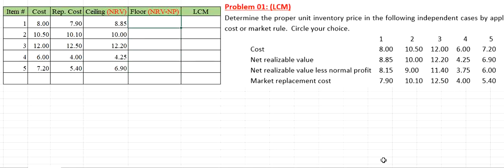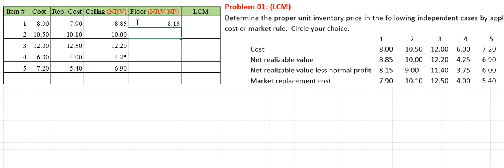Our next column, ladies and gentlemen, is the floor value. So floor means net realizable value minus the normal profit. That's the formula of it. As you see here, it's given as net realizable value less normal profit. So luckily, once again, the value of the floor is also given to us, just like the ceiling value. The value of the floor of item 1 is 8.15.